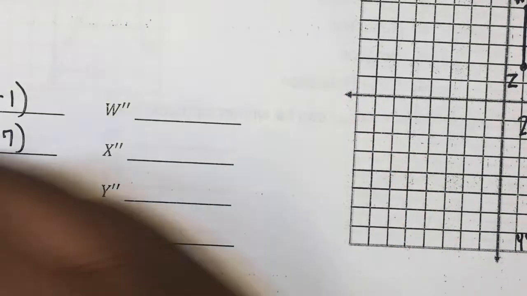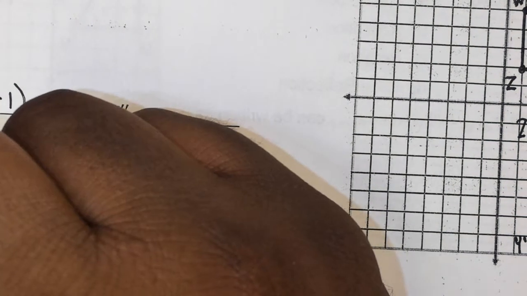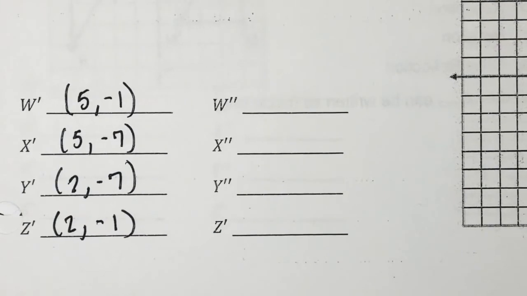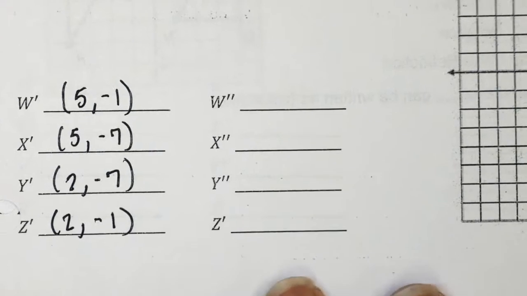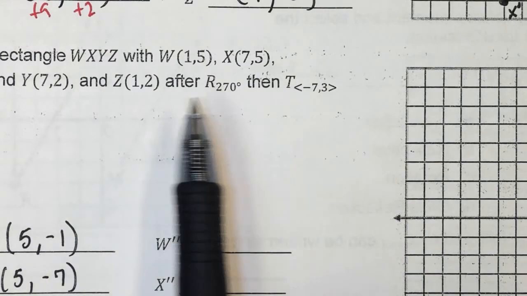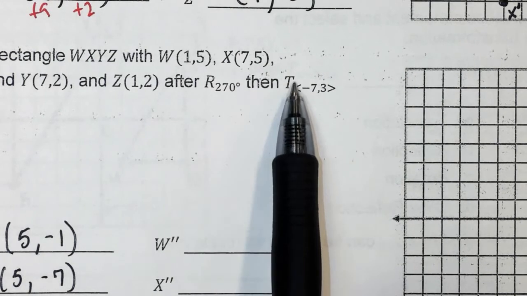5, -1, 5, -7. What's it? 2, -7, and then 2, -1. Oh, my bad. Putting those over here. Then they told me to translate. They use vector notation, but they said translate. How do I know it's translation? Common sense will tell you, capital T, they tell you to translate.